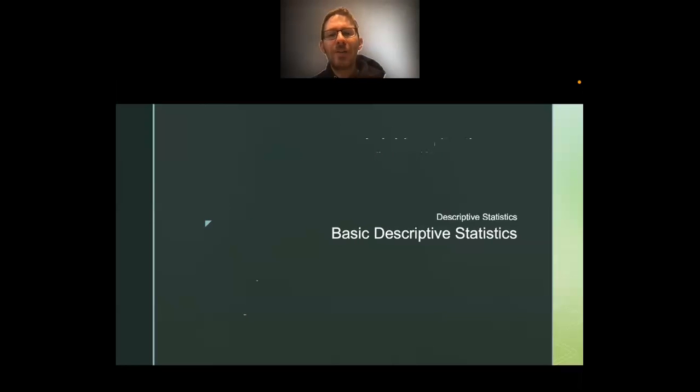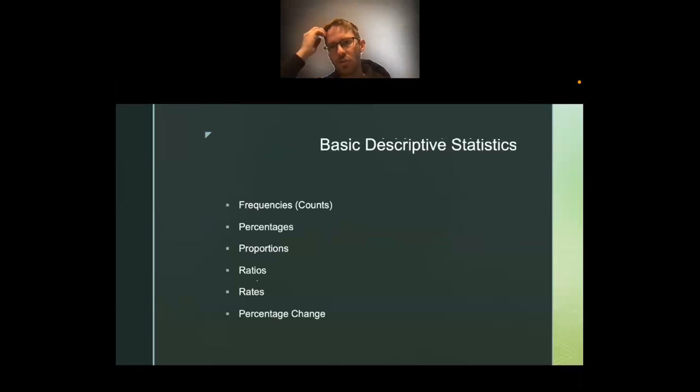Now let's talk about how we then report the basic structure of the statistics we're using of the population. So here is what we're going to go over. For every variable, you can present these as frequencies or counts, percentages, proportions, ratios, rates, and percentage change. Percentage change is something that's not necessarily contained within itself, but we'll talk about that in a second.